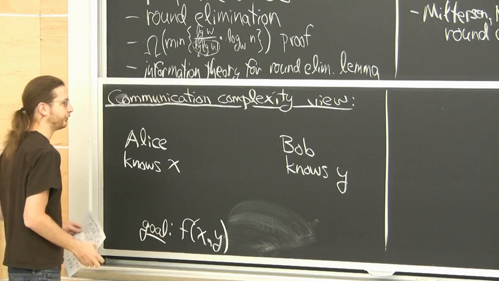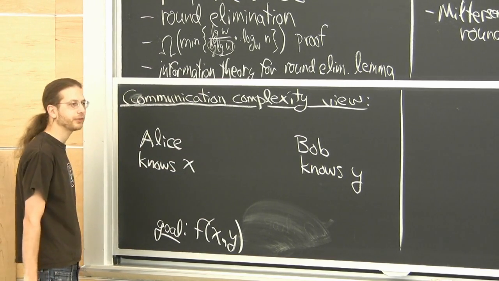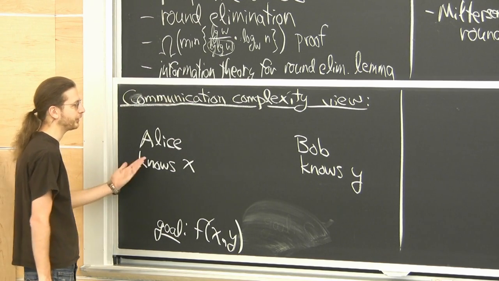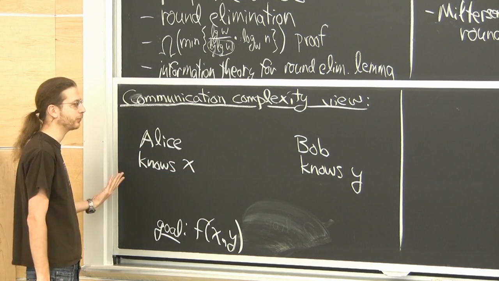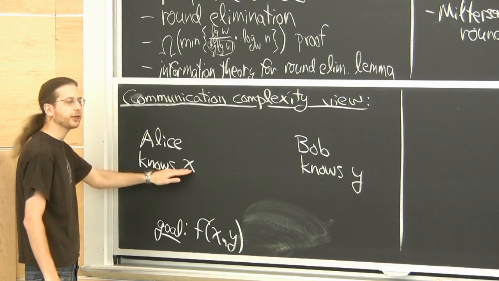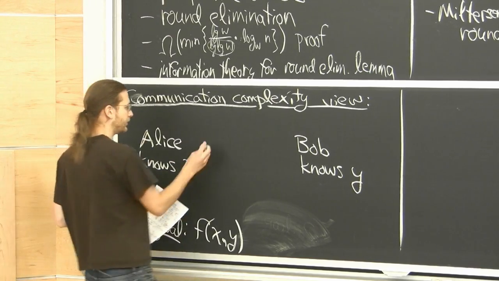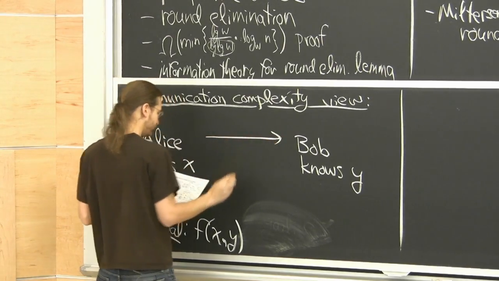The trouble is only Alice knows x and only Bob knows y. So how do they do it? They have to talk to each other. Ideally, Alice sends Bob x or Bob sends Alice y. One of them could compute it and send back the answer. That's one possibility, but maybe x and y are kind of big and you can't just send it in one message. So here's the restriction.